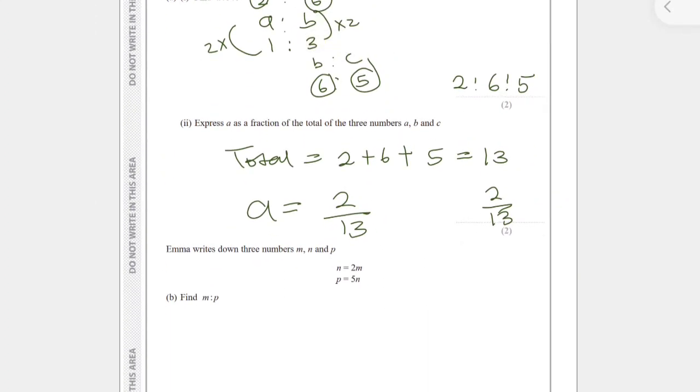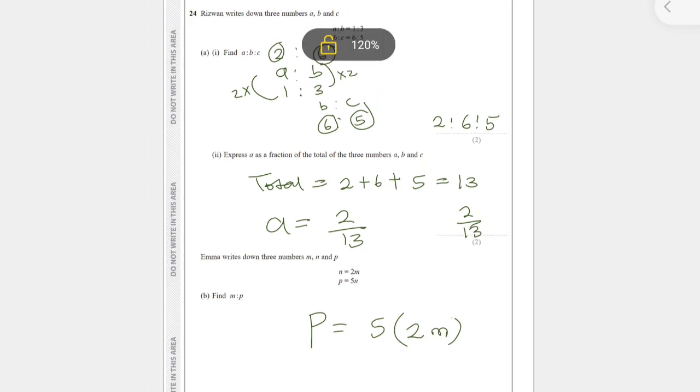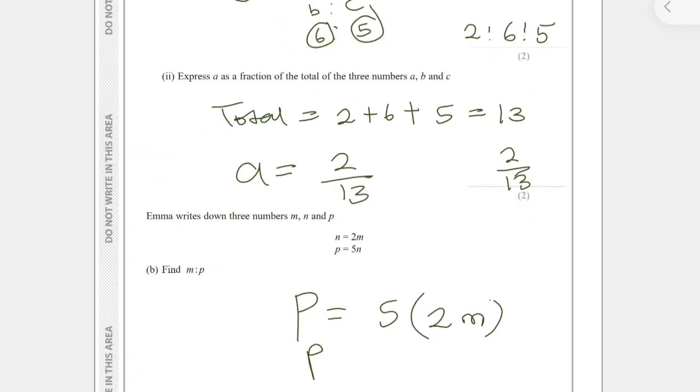Emma writes down the three numbers M, N, and P. So N equals 2M, P equals 5N. So find M ratio P. So from equation 1, all we have to do is to substitute. So P equals 5 bracket N, which is 2M. Right? So that means P equals 10M.